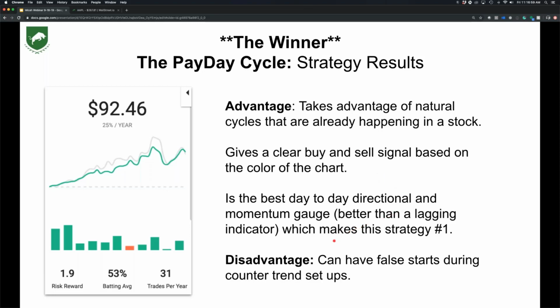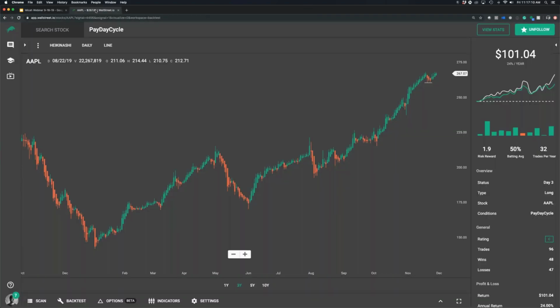false starts during counter trend setups. So this sentence here kind of is two parts. You could have false starts, so I'll define what that is in a moment, during a counter trend setup. So let's talk about that for a moment, and I'm going to see if there's any questions for me so far.